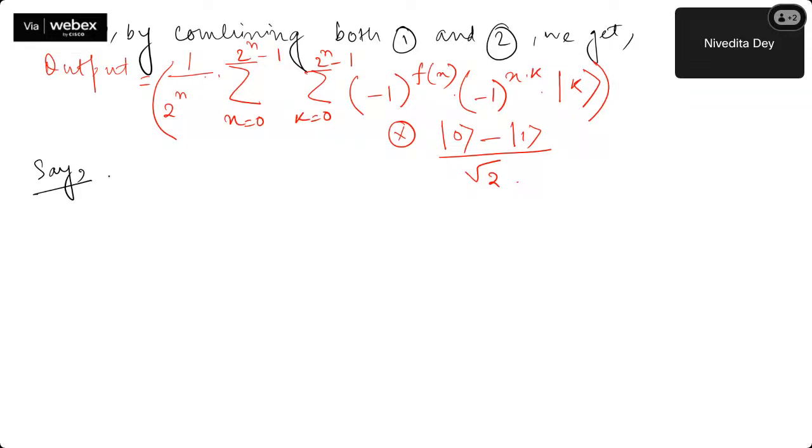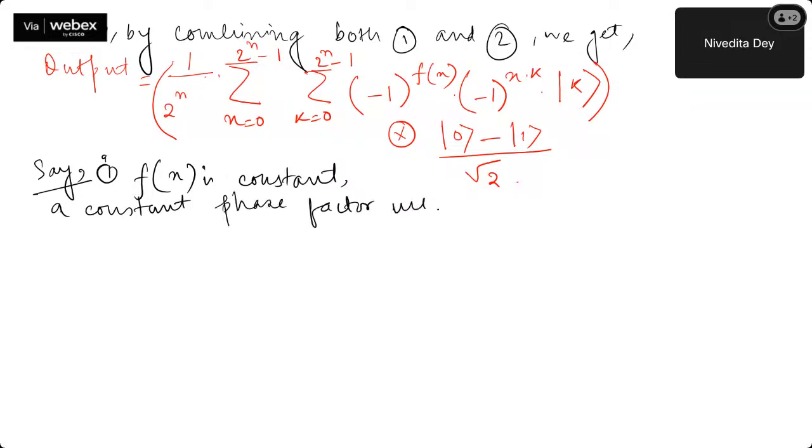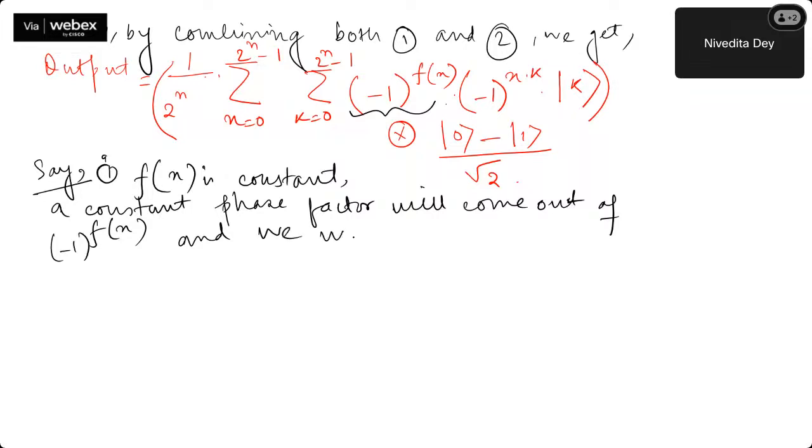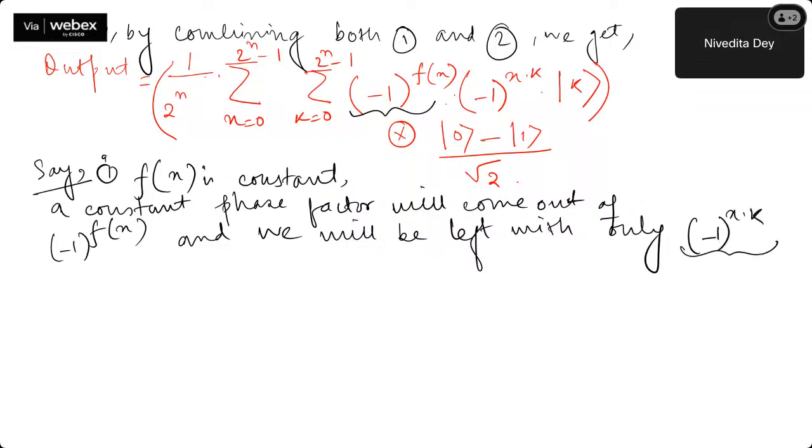So now my first case, say f of x is constant. Then in this case, a constant phase factor will definitely come out. Come out of what? Which expression? This thing, minus 1 to the power f of x. And we will be left with only which factor? That is minus 1 to the power x dot k. This factor.